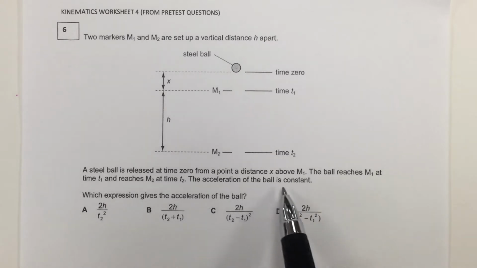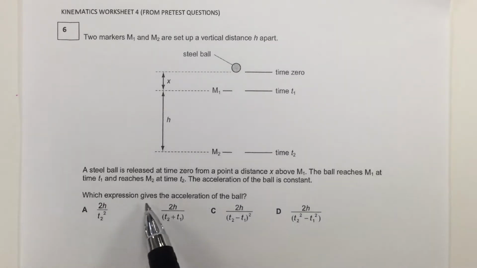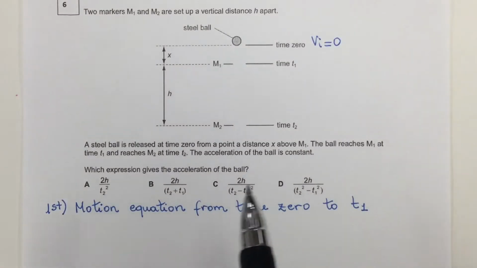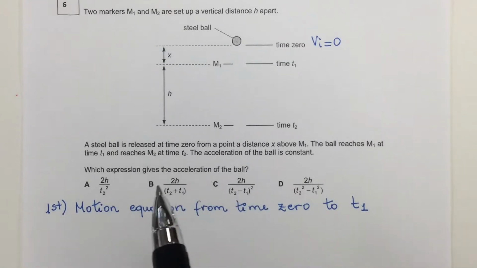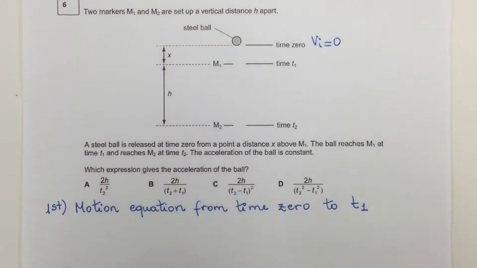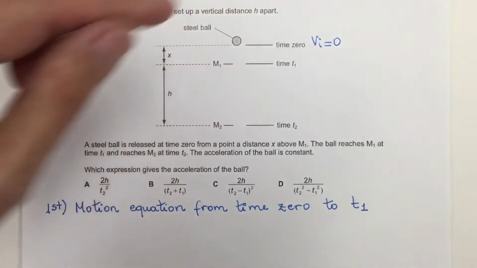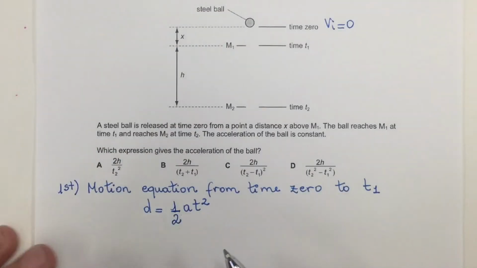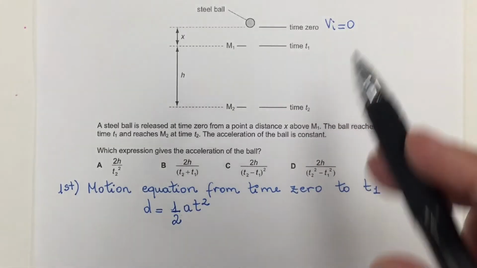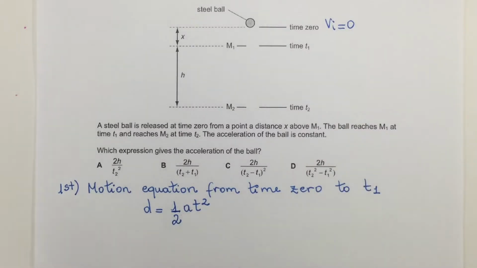The acceleration of the ball is constant. Which expression gives the acceleration of the ball? Now, because the answers include t1 and t2, I'm trying to solve this problem using two sections, one from 0 to t1, and then one from 0 to t2. I'm using the second equation for motion, and my Vi is 0. So this is what is left from the second equation.